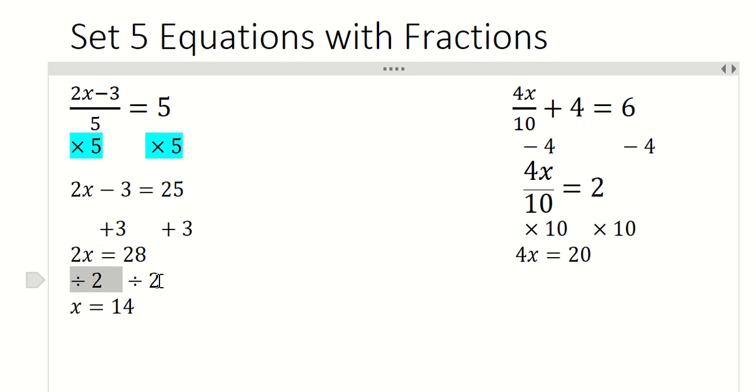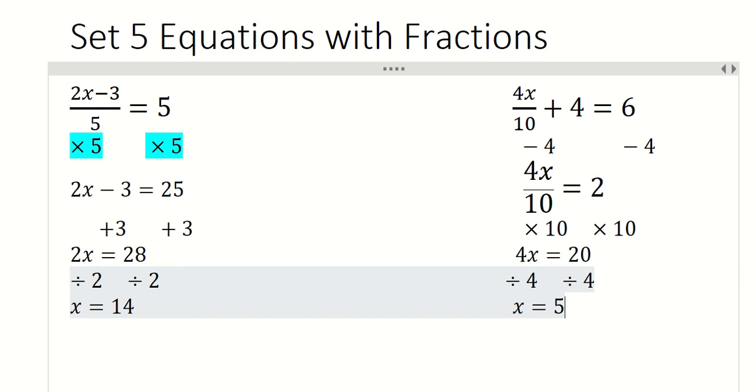We are then going to divide by 4 to get rid of my 4. So we're going to divide both sides by 4. That will get rid of the 4. Yes, I know that says 2. I'm just copying and pasting here. Divide by 4, divide by 4. And that leaves me with x equals 20 divided by 4 is 5. So that's my answer. All right, so x equals 5.